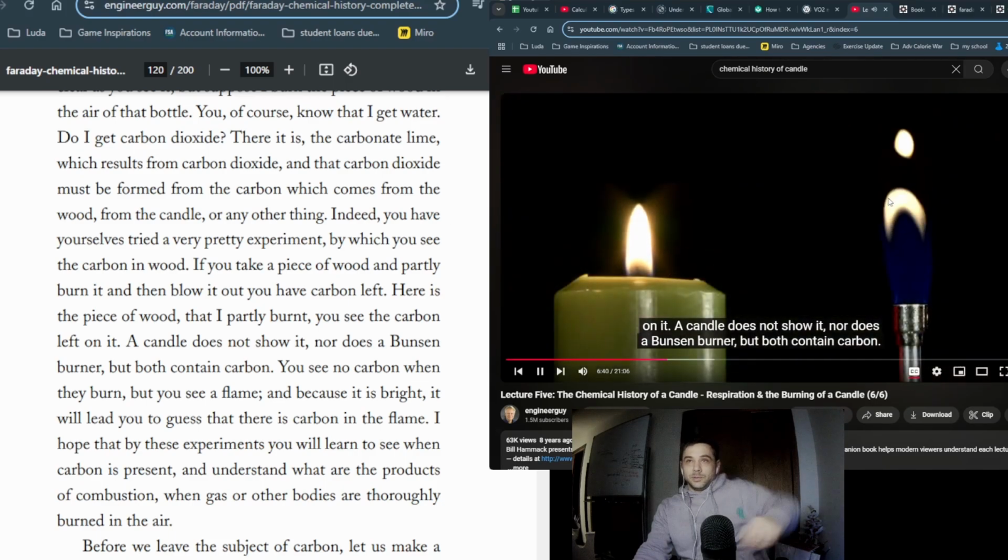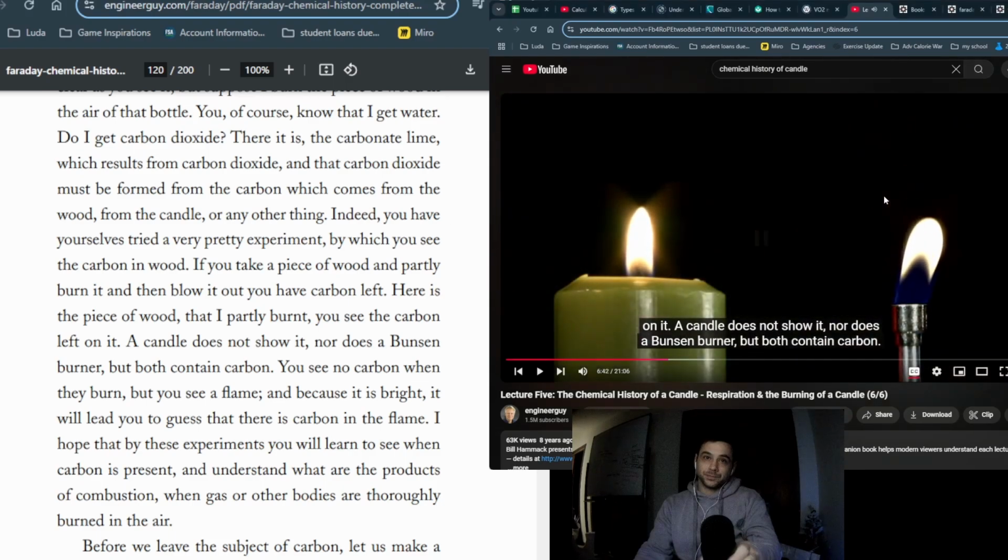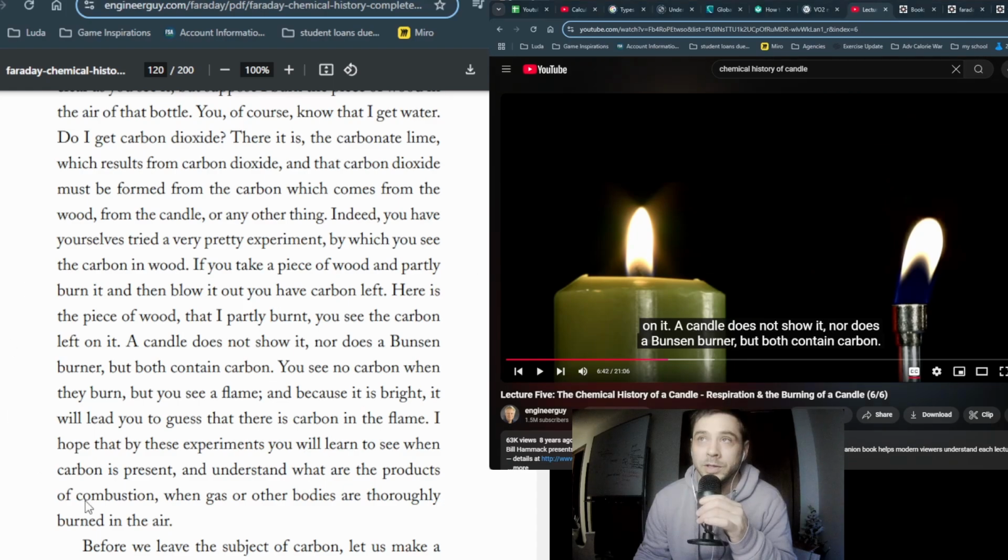A candle does not show it, nor does a Bunsen burner, but they should put in stage notes for sure. In this lecture, a written thing where it would explain things a little bit more.